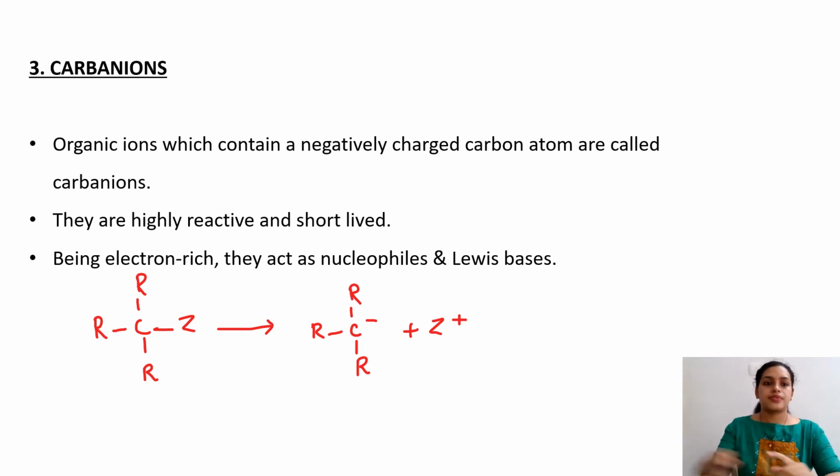And the third and last one is the carbanions. Organic ions which contain a negatively charged carbon atom are called carbanions. They are also highly reactive and short-lived. They are electron rich and therefore nucleophilic by nature. Nucleophiles will definitely be Lewis bases. And here the bond is shifted towards the carbon atom, to give you a carbanion.